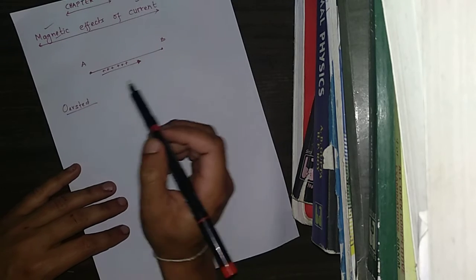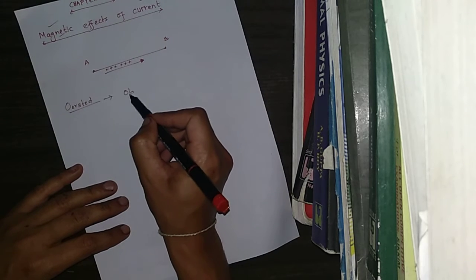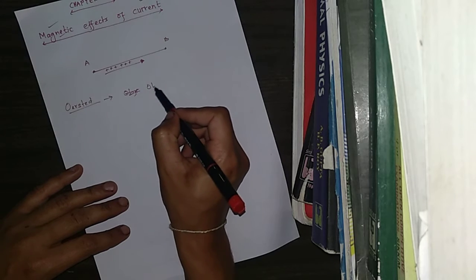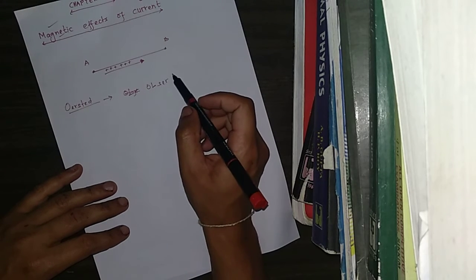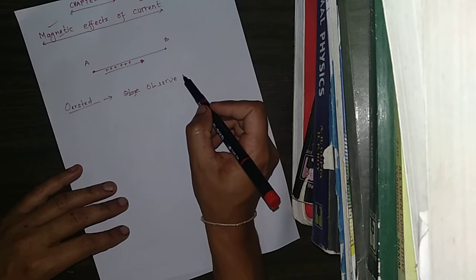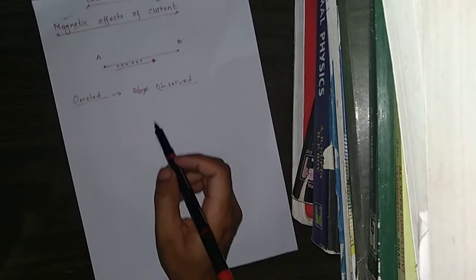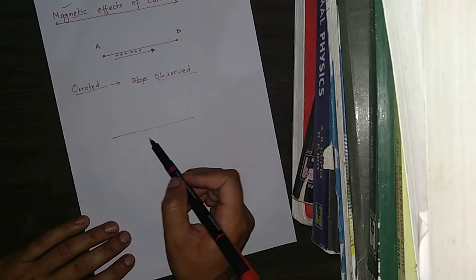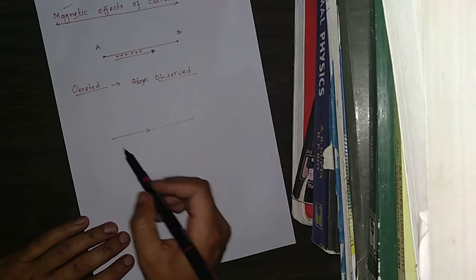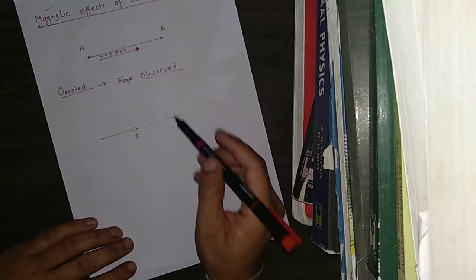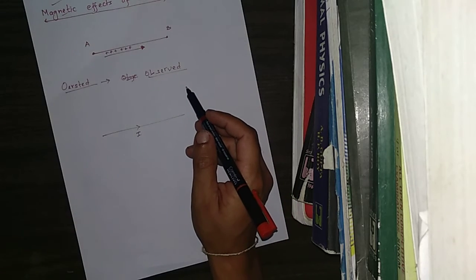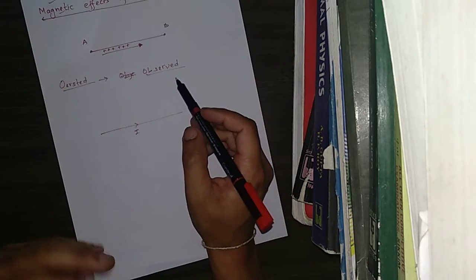There was a scientist named Oersted. He observed, in the late 19th century, in a current carrying conductor, or basically if a current is flowing in a conductor, what he did was he suddenly or accidentally placed a magnetic compass.